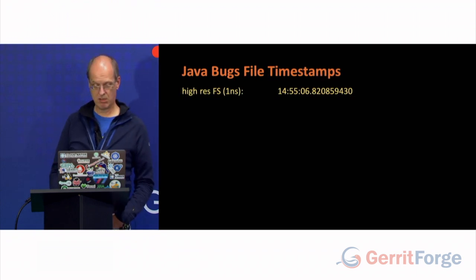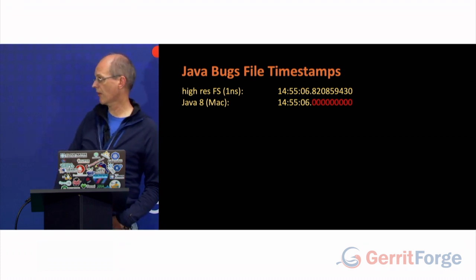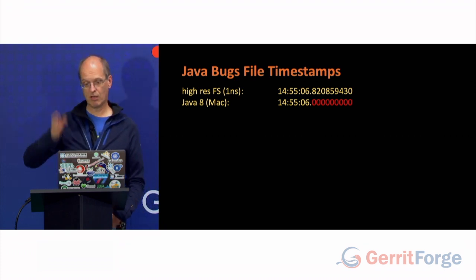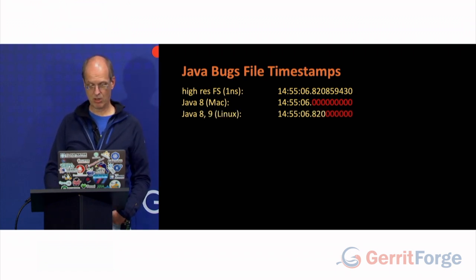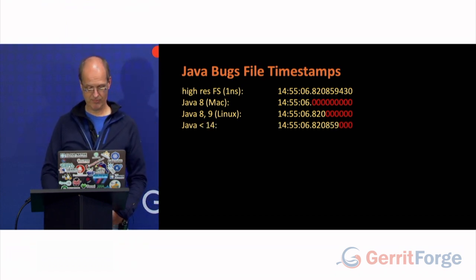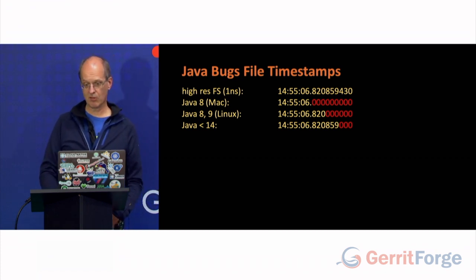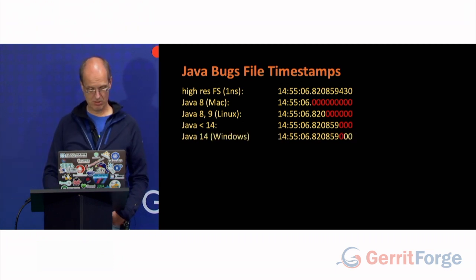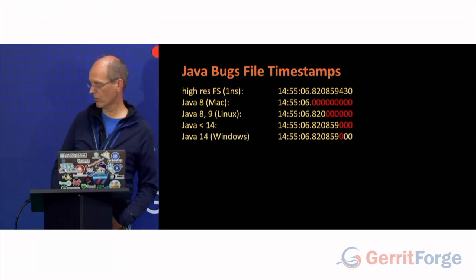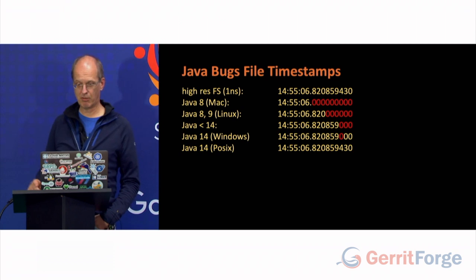Now let's look at Java. If you have a high resolution file system with 1 nanosecond resolution, this is how it looks on Java 8 on a Mac. So everything smaller than 1 second is truncated. It's a bug in Java. On Java 8/9 on Linux, it's a bit better, so we can see milliseconds. On all Java versions lower than 14, we can see microseconds, but nanoseconds are cut off. Java 14 on Windows, it's still like that, so there's still no bug fix. And on POSIX, it was fixed a few weeks ago.